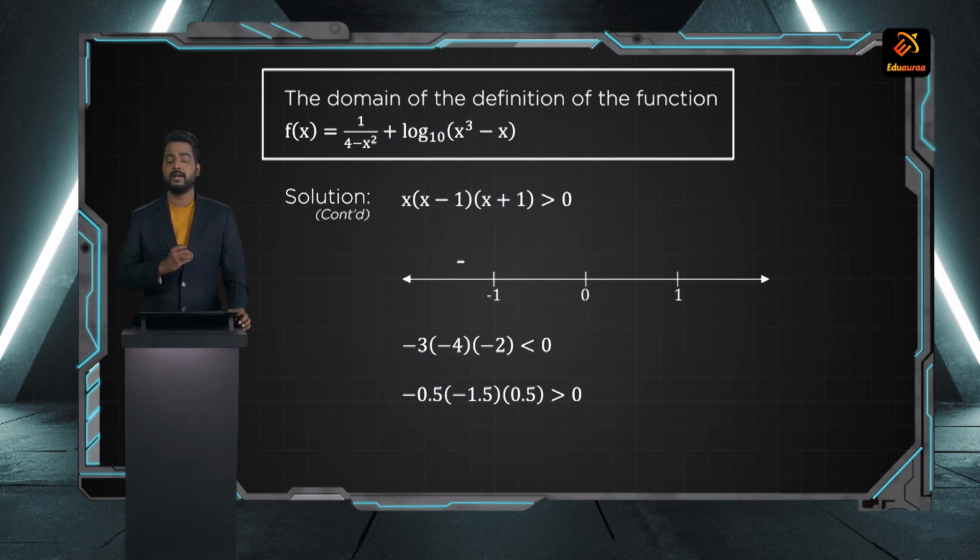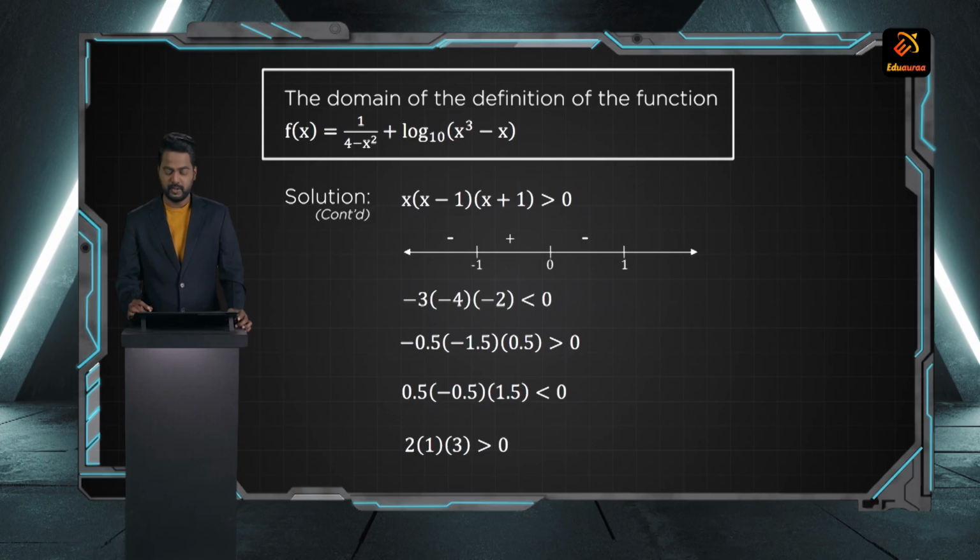Now for minus 1 to 0, let's just take a number that is minus 0.5. If I substitute minus 0.5, it will be minus 0.5, minus 1.5 and 0.5. So it will be positive because there are two negatives. So the answer will be positive. So from 0 to 1, we will take 0.5. So it will be 0.5, minus 0.5, 1.5. So the answer will be negative.